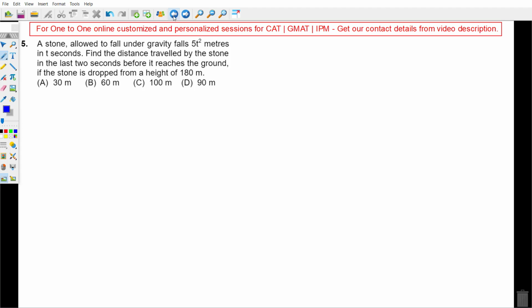Okay everyone, now look here. So distance traveled is 180 meters, that is equal to what? 5t square. Distance traveled in t seconds is equal to 180 meter, that is 5t square is equal to 180 meter. So t square is equal to 36, so t is equal to 6 seconds. So total time taken by a stone to reach ground is equal to 6 seconds. What do we want to find? We want to find the distance traveled in last 2 seconds.